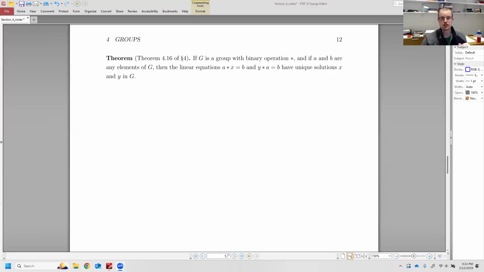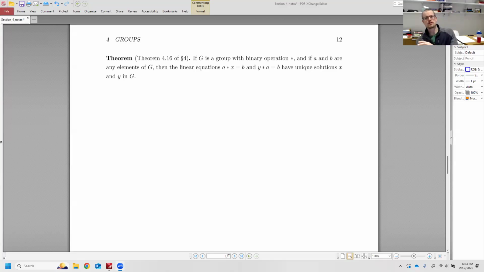Welcome to the office. We want to take a look at Theorem 4.16 from our text now. For this theorem, we have: if G is a group with binary operation star, and A and B are any elements of G, then the linear equations A star x equals B and y star A equals B have unique solutions x and y in G.